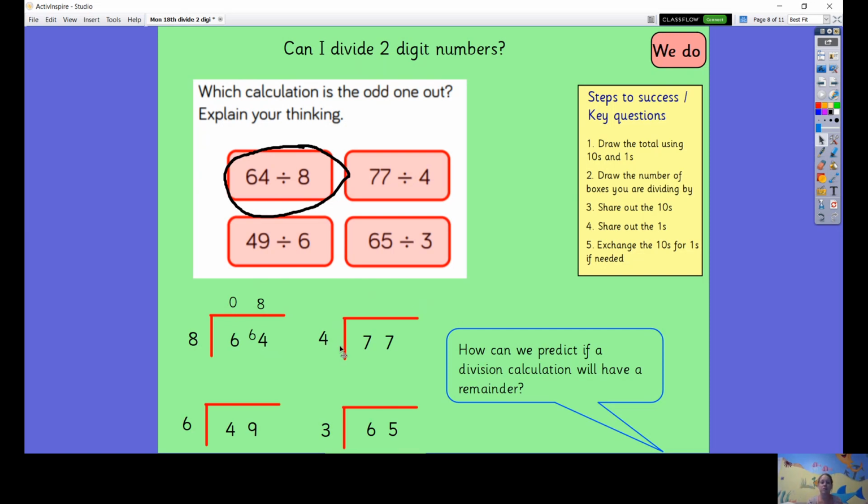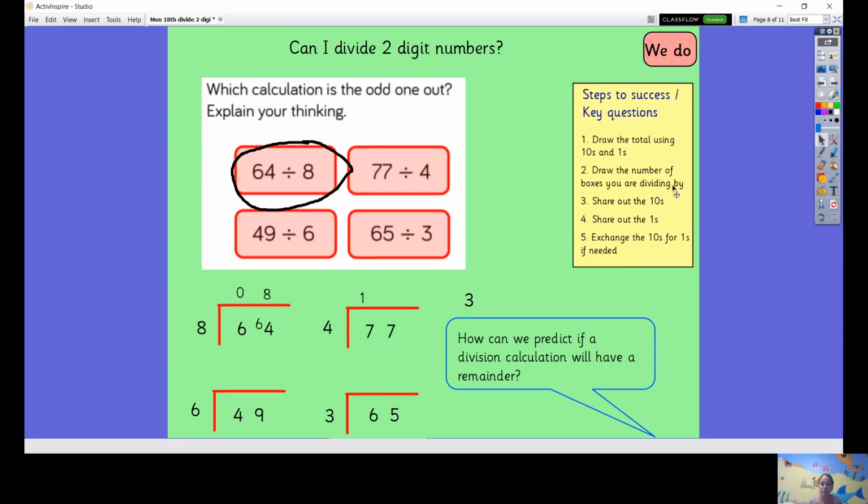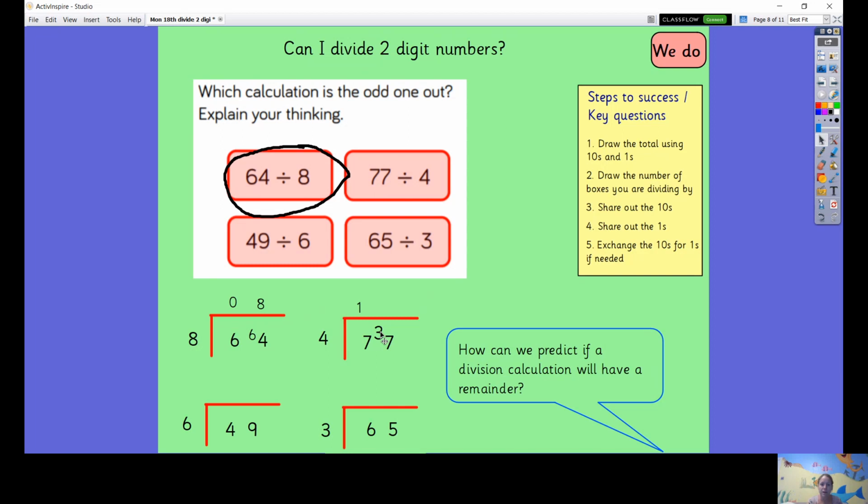And then if we have a little look at this one, how many 4s can I make out of 7? Well, I can only make 1 group of 4 out of 7. And then I'm going to have 3 left. Oh, she says. 3 left there. So I have to put that 3 there to make 37.